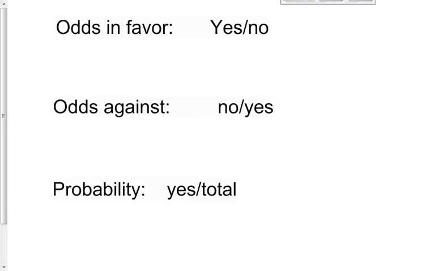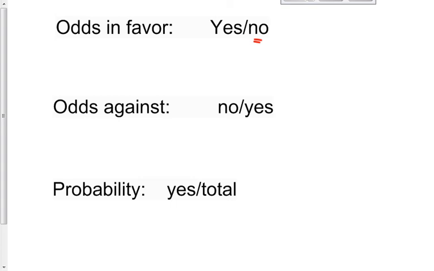Odds in favor is the next thing that they talk about. You'll want to write this one down in your notes and your cheat sheet as well. Odds in favor means you need to know the yes values over the no values. We have a different number on the bottom now. It's yes over no. Odds against will be the flip side of that.